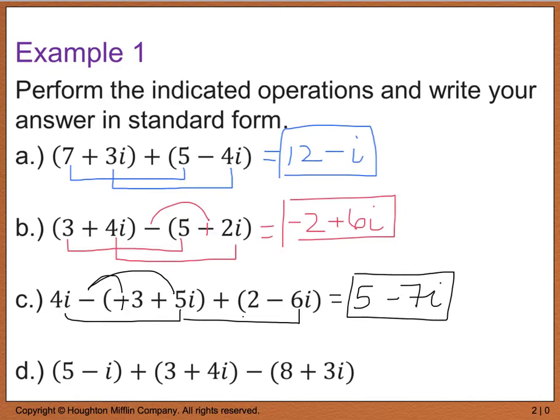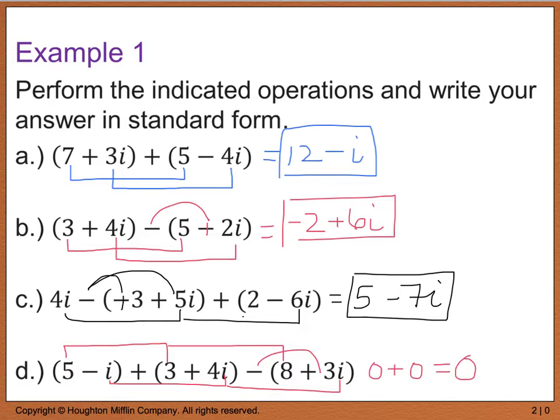In my last part, or part D, I'll do just what we've done in the previous examples. Add up my reals, so I have 5 plus 3 is 8, minus 8 is 0, so we have 0 plus, then negative i plus 4i is 3i, minus 3i, because I'm going to distribute that, gives me 0 as well, so the whole thing is going to give me 0.